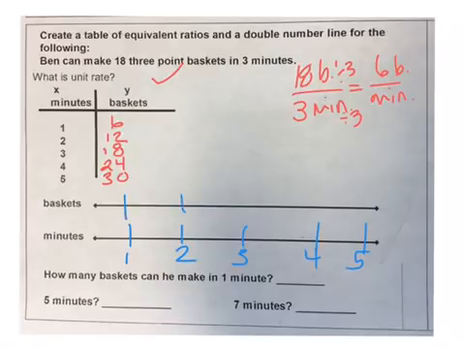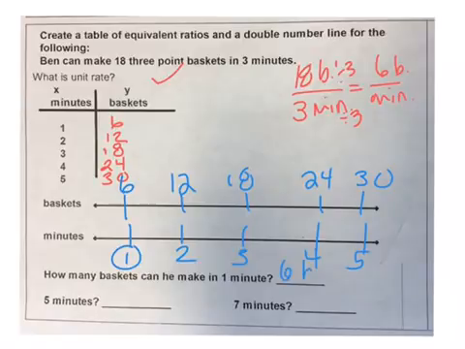And then if I go ahead and make the corresponding baskets, it's going to be 6 baskets, 12, 18, 24 baskets, and 30 baskets. So how many baskets can he make in 1 minute? Well, it's going to be 6 baskets. In 5 minutes, he can make 30 baskets.